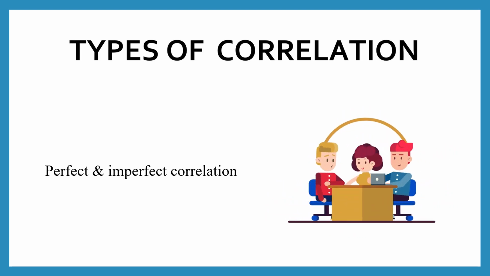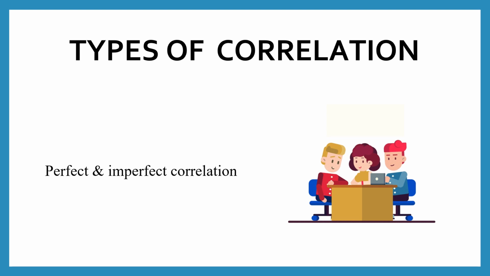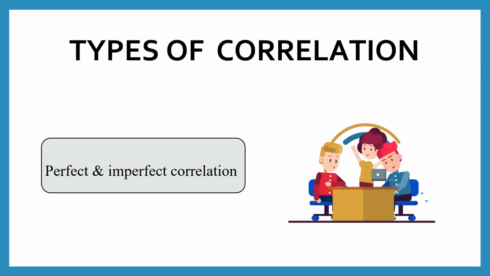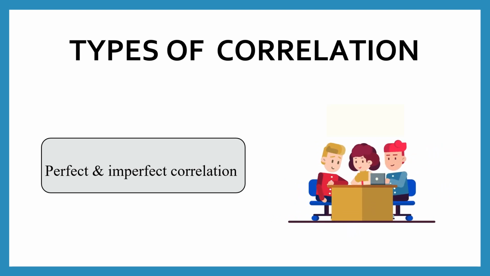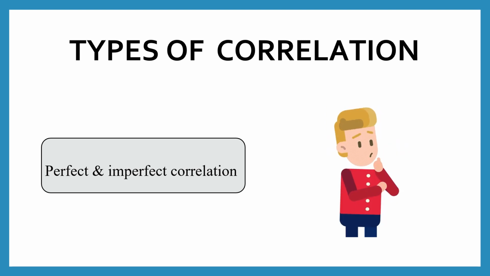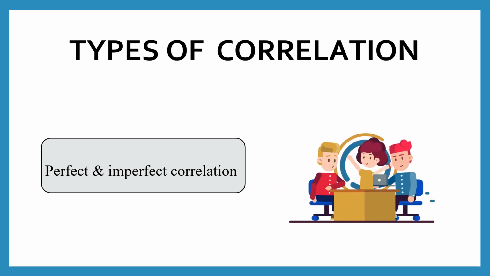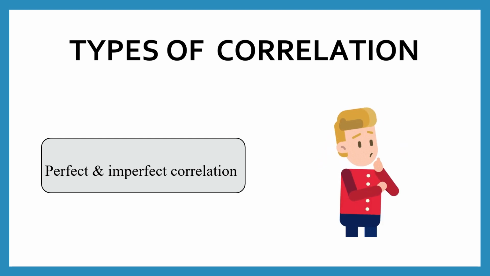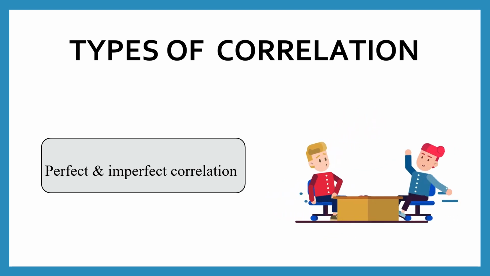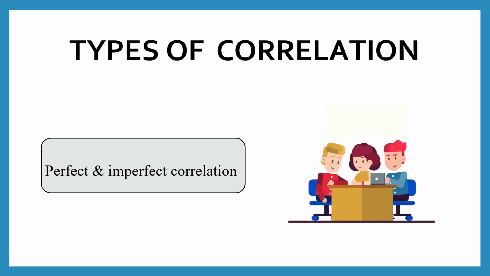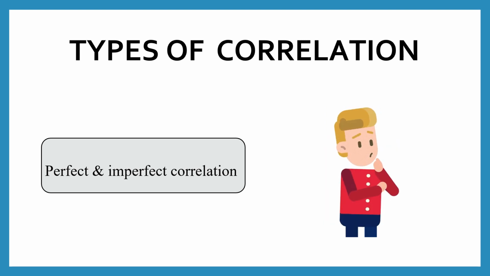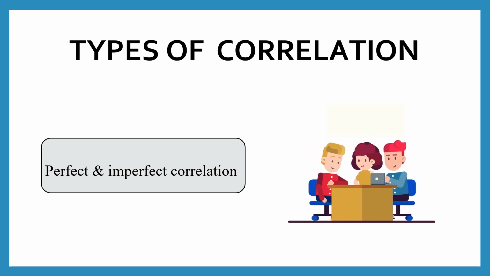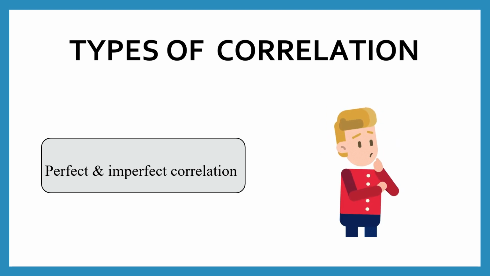Types of correlation: perfect and imperfect correlation. When the values of both the variables under study change at a constant ratio irrespective of the direction, it is a case of perfect correlation. On the other hand, when the values of the variables under study change at different ratios, it is a case of imperfect correlation. When correlations are measured mathematically, the value of perfect correlation will be either plus 1 or minus 1, and the value of imperfect correlation will be between plus and minus 1.